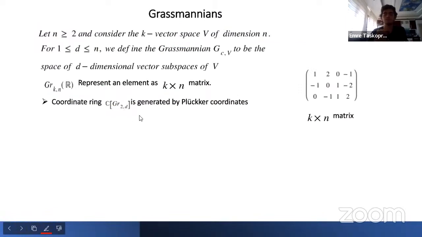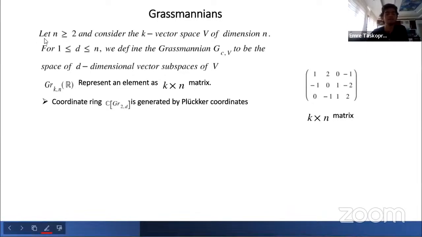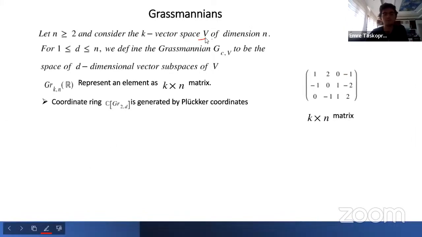Right now, we'll come to the part where Grassmannians start. Let n be greater than or equal to 2 and consider the k-vector space V, which we're going to heavily stand on. Let's write V here, of dimension n. For n greater than or equal to d, greater than or equal to 1, we define the Grassmannian to be the space of d-dimensional vector subspaces of V.